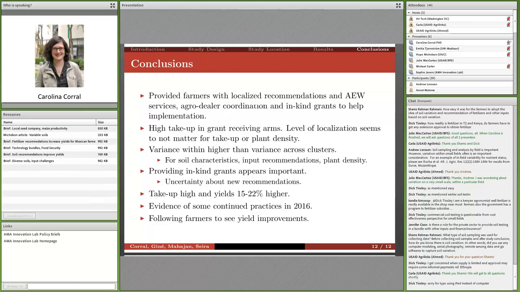But something very interesting is that we don't see differences in take-up of these packages. We announced to the farmers that this is the package based on your individual soil analysis, and then we were very honest with the farmers who received the average recommendations. We don't see any differences. So for farmers, it didn't seem to matter to try.